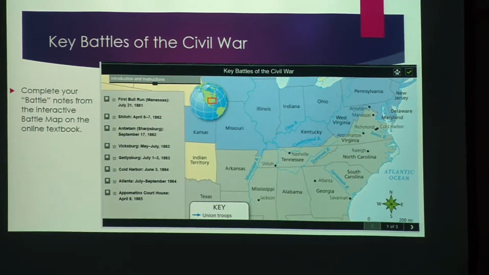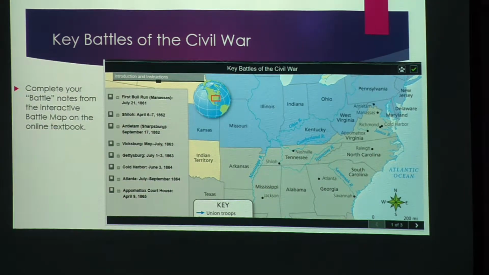Battles, check them out in the textbook. Feel free, look all those battles up there. A lot of good information in the textbook.